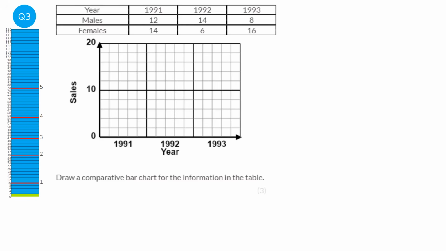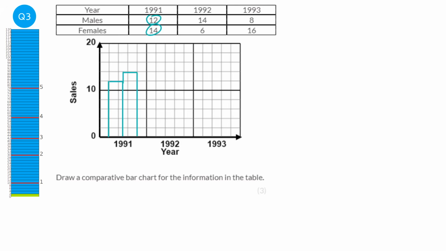A comparative bar chart is where you have 2 bars next to each other meaning different things. So it's probably easier just to start drawing it and then we can talk about it as we go along. So we've got males here at 12, and so what we want to do is a bar that is 12 high, and these are going up in 2s, so it will be up here. There we go. And then right next to it we're going to do females, which is 14.